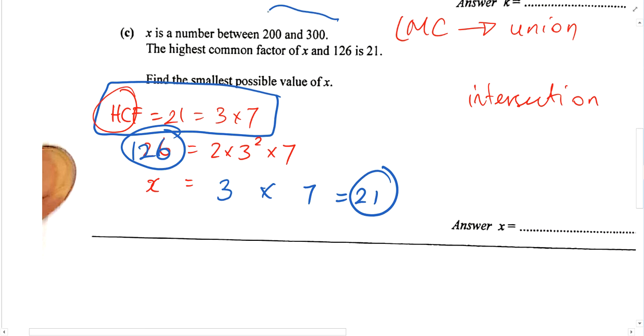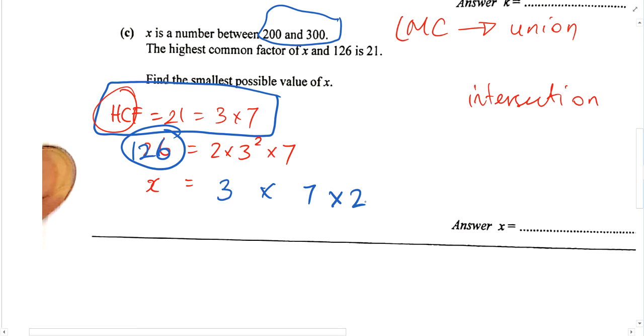But now they tell you that it is between 200 and 300. So it cannot be just 21. You need to multiply more factors to it. Okay? So you have a choice. You can multiply 2, 3, 4, 5, 6, 7, 8, whatever you like. But the conditions must still be true. Let us choose to multiply this by, let's say we multiply by 2.